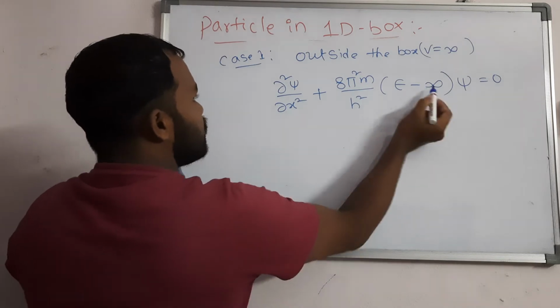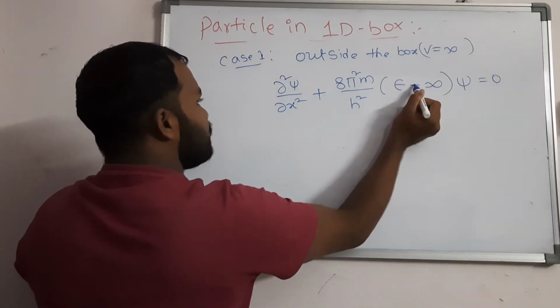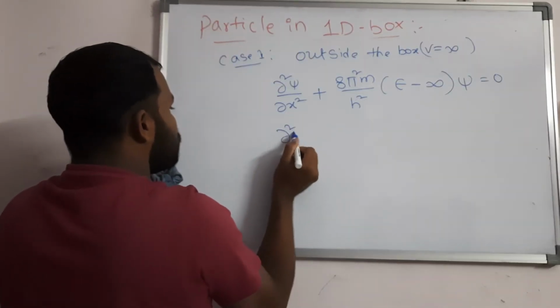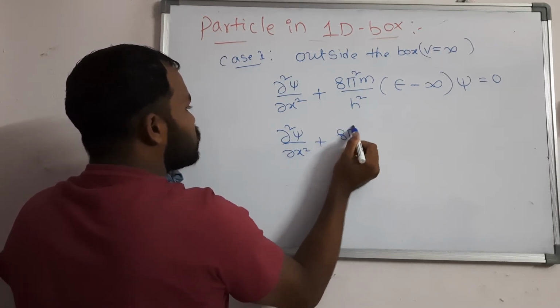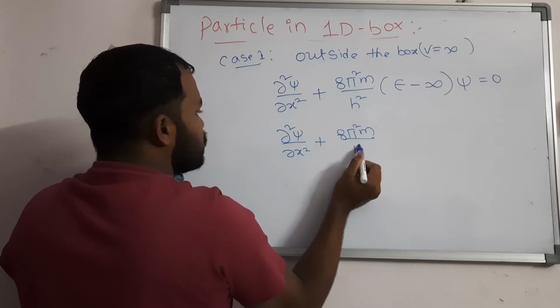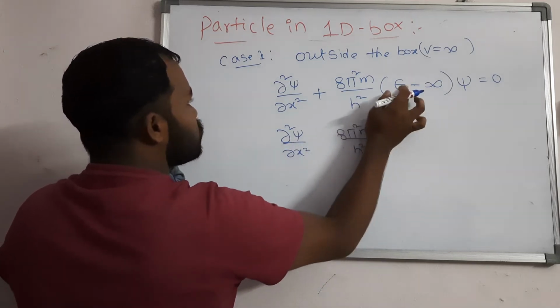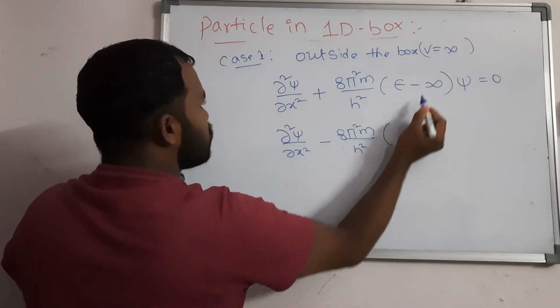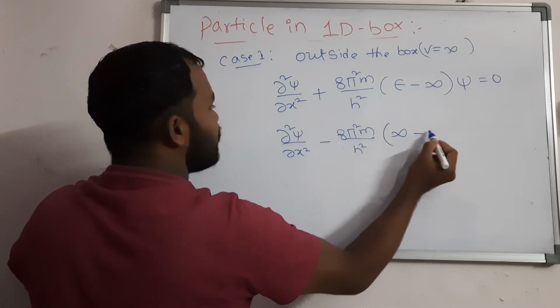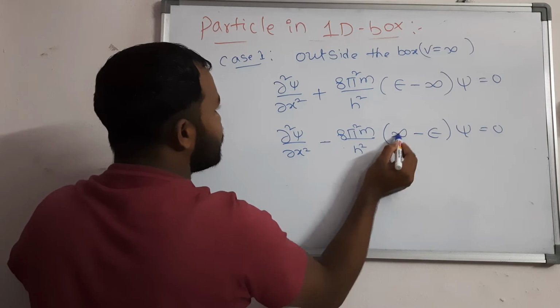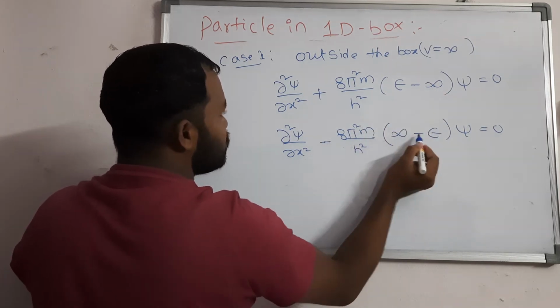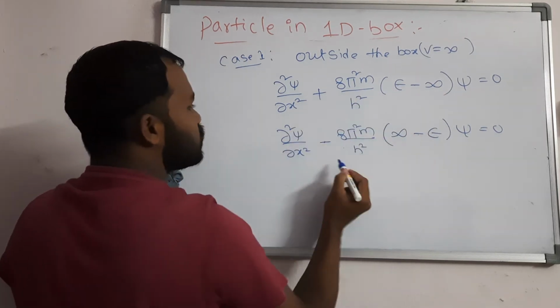That means now I am writing, so just I am taking minus common. You should write dou square psi by dou x square plus 8 pi square m by h square, into minus infinity first, then minus E next, into psi. Now we should multiply. Minus into infinity is minus infinity, minus into minus is plus E.